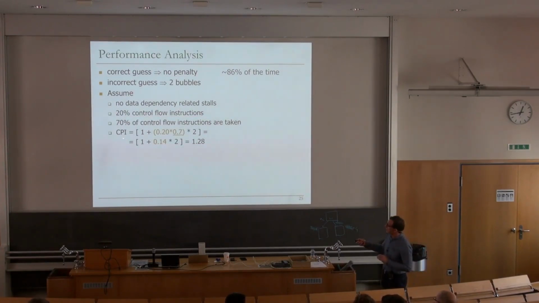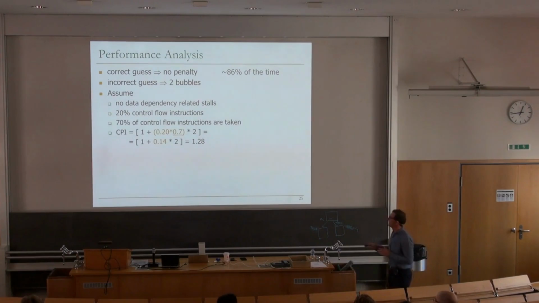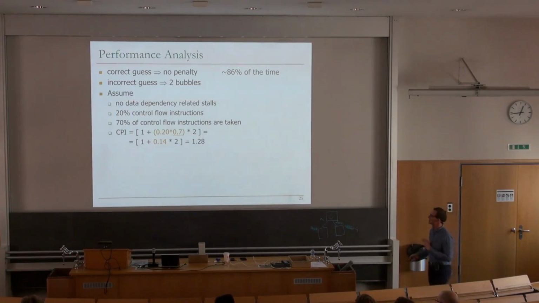So your cycles per instruction otherwise would be 1, perfect pipelining, and you have a penalty on top of that for branches. For 20% of the instructions, the control flow instructions, and 70% of them, you're wrong, and you add 2 bubbles for each of them. And that's how you get to 1.28 CPI, cycles per instruction. Hopefully this is a very simple calculation, right?